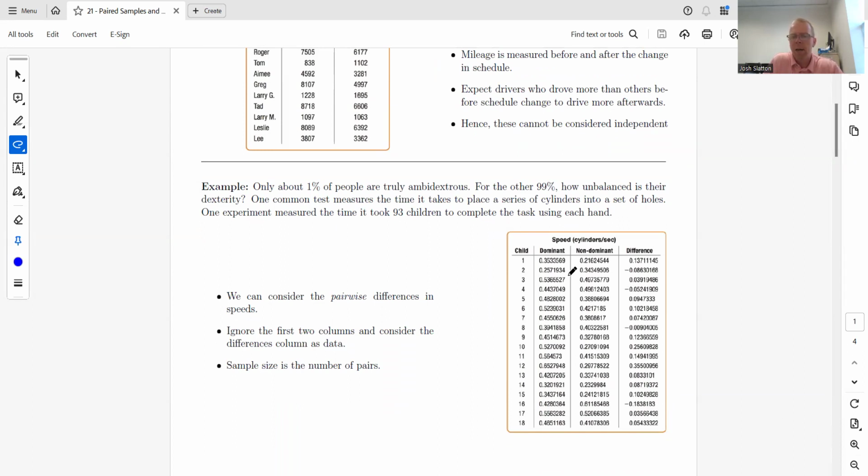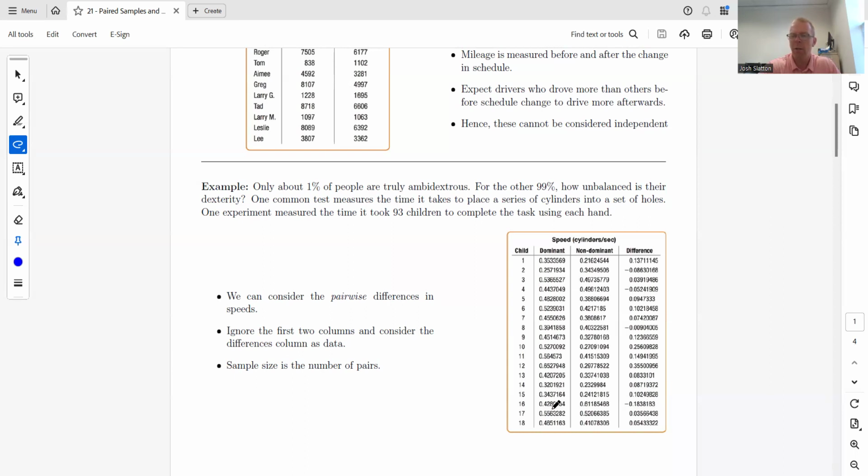And so we can consider the pairwise differences. We have the times, or the cylinders per second in this case, where each child did it with the dominant hand, and then each child, the same group of children, did it with the non-dominant hand. And then we can subtract these two and see what the difference is. You see most of these are going to be positive. We have a few that are negative. Now we can get the average of the differences.